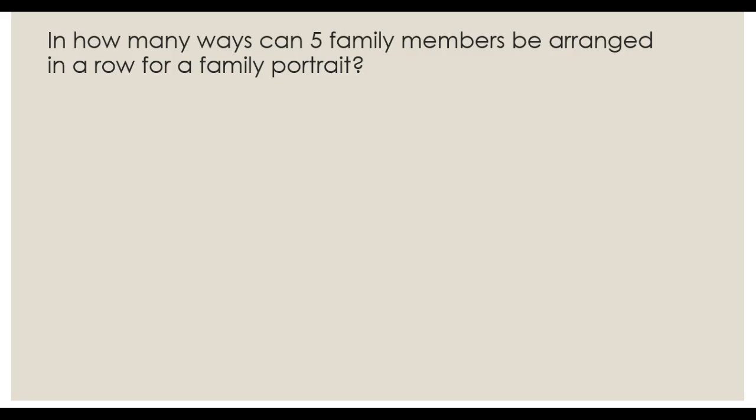Alright, how many ways can 5 family members be arranged in a row for a family portrait? So if you think about this, we've got a family portrait. We're going to put one person there, one person there, one person there, one person there, one person there. There's 5 people who could stand in this first spot. But once we've chosen that spot, then we have 4 people left to stand in the second spot. So there's 4 different ways those guys can stand. And there's 3 different ways for the third spot, 2 for the fourth spot, and then whoever's left over has to stand in the last spot, doesn't matter who it is.